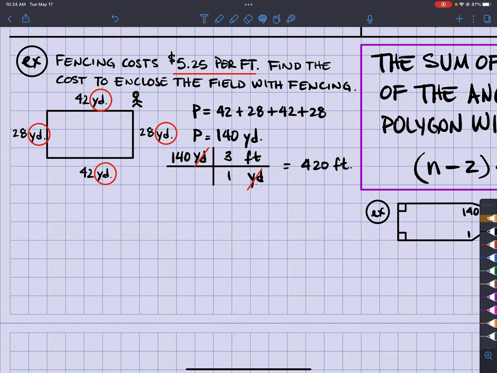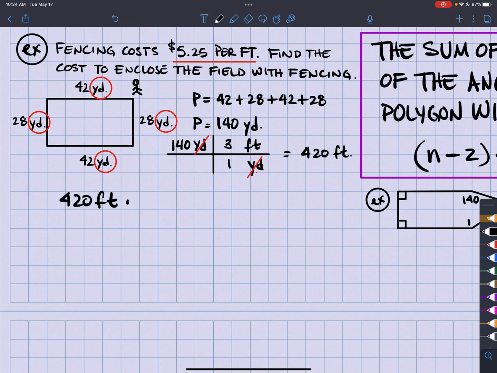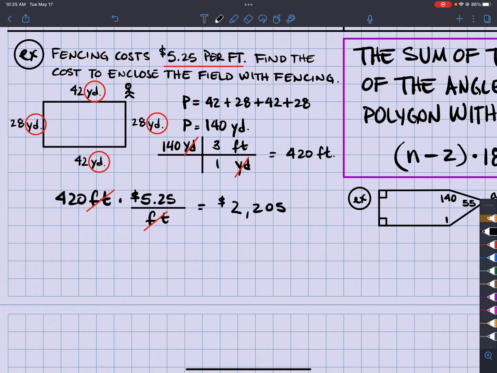So if that's the fencing that I need, and each foot is $5.25, then I'm going to take the 420 feet and multiply it by $5.25 per foot. And notice what happens. The feet will go away. So now it's going to cost me $2,205. Okay, I hope that makes sense, and we'll go to the next problem. Hopefully you guys, if you have questions, please just let me know.